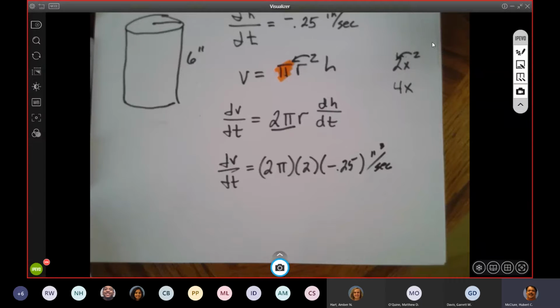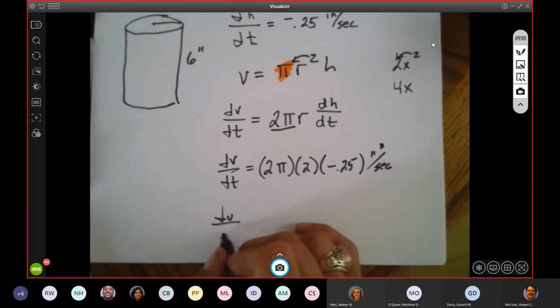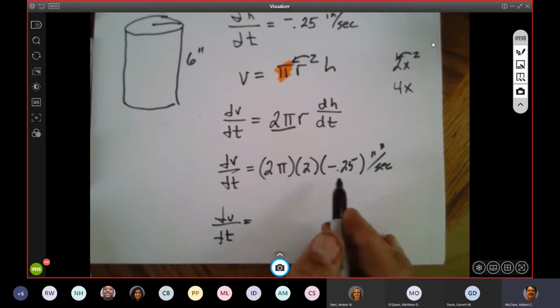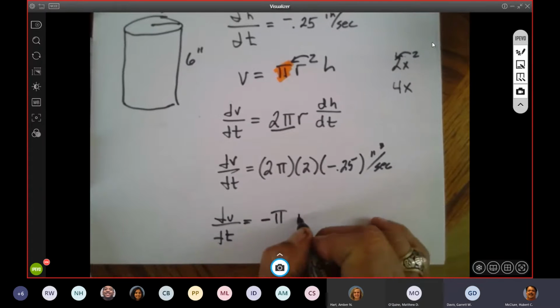Somebody crank that out. What do you get? The 4 cancels with the 0.25, doesn't it? It should be 3.14. Somebody check me. 4 times a quarter is 1. So negative pi. Somebody check it. Negative pi. Okay.